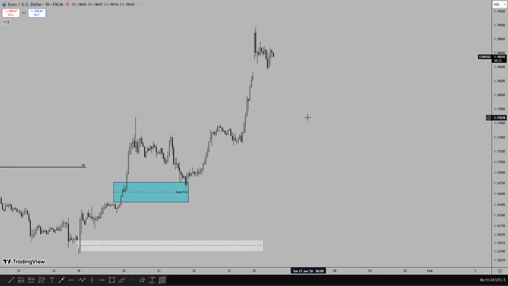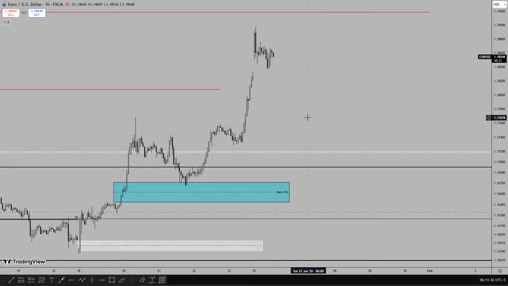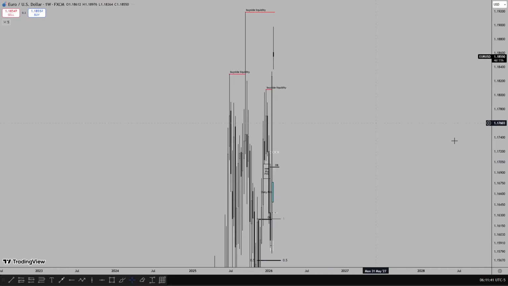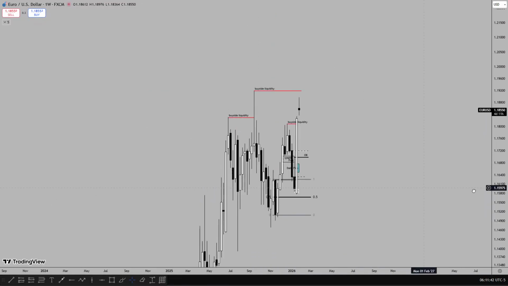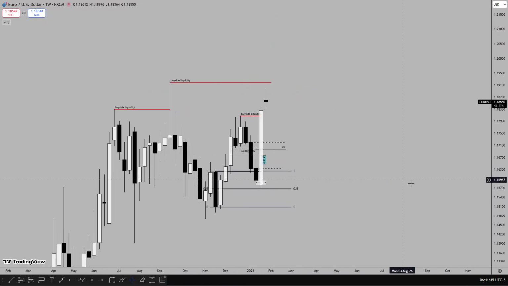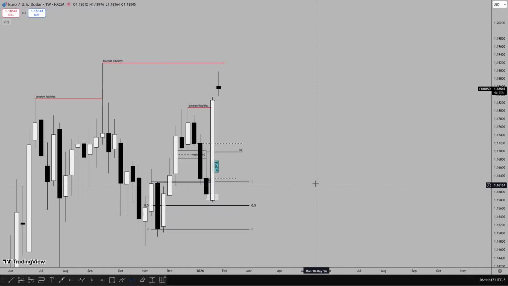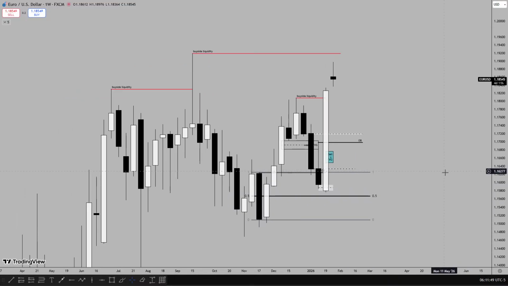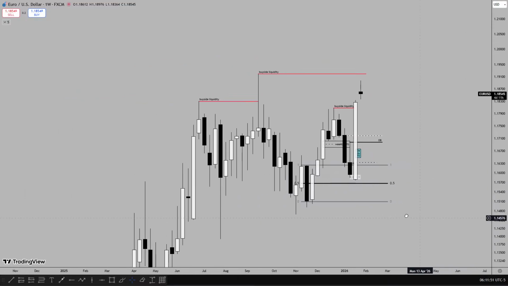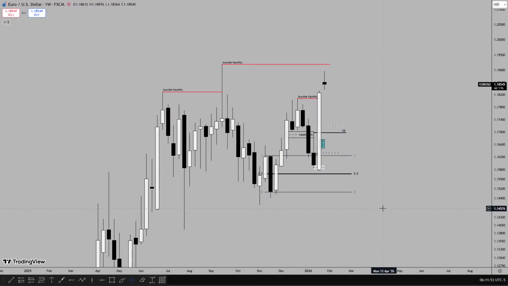Let's go to Euro USD. Let's go to the weekly time frame on Euro USD. Now, the price action on Euro USD is quite similar to the dollar index, which I've talked about, because they are correlated, inversely correlated around 90% plus. So last week, we expected the weekly order block, which I talked about beforehand.